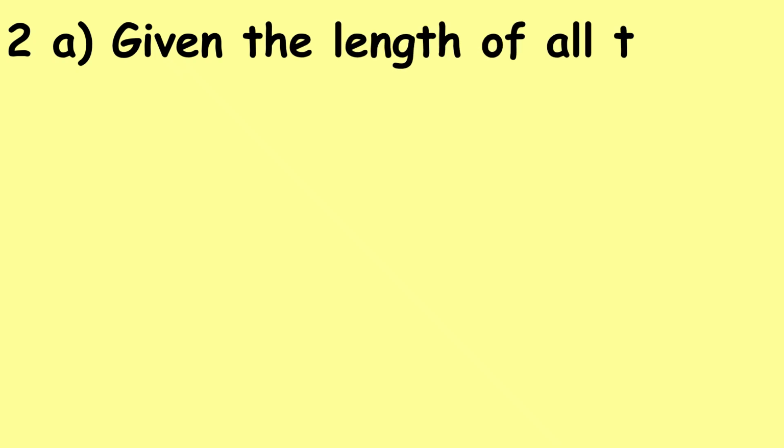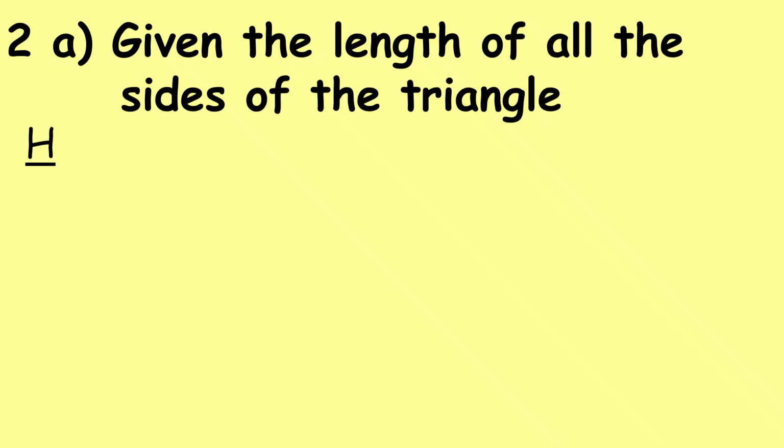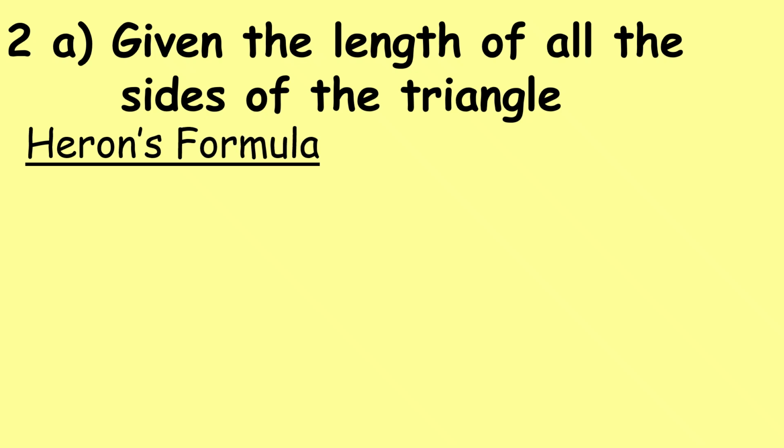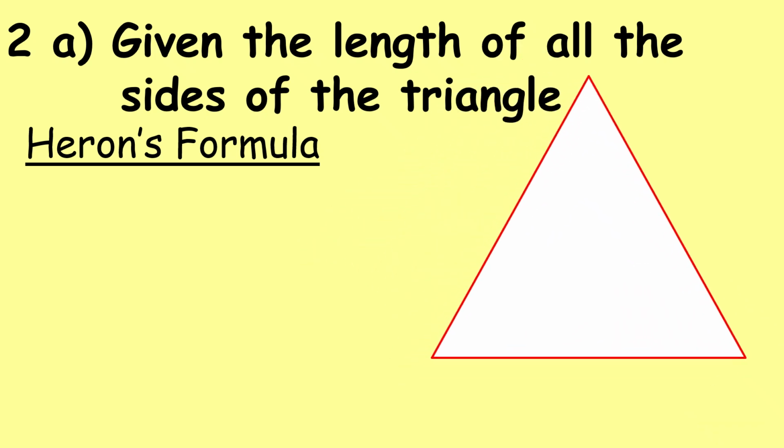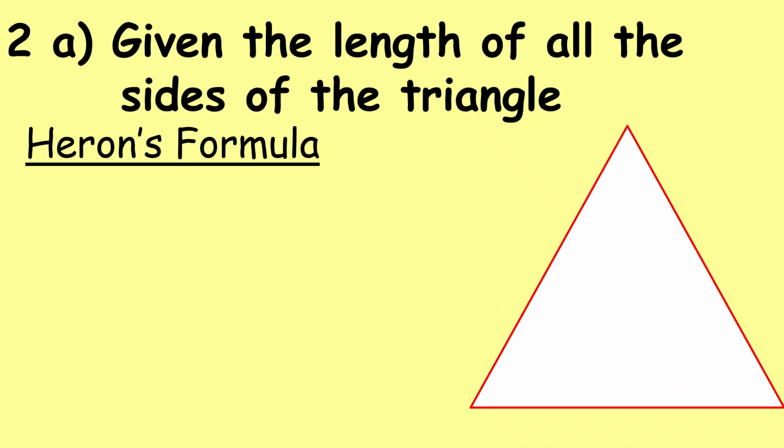So here we'll be looking at a scenario where the lengths of all the sides of the triangle are given, and we'll be looking at a formula called Heron's formula. Heron was a Greek mathematician, and he came up with a formula where we can find the area of a triangle given the lengths of all the sides.